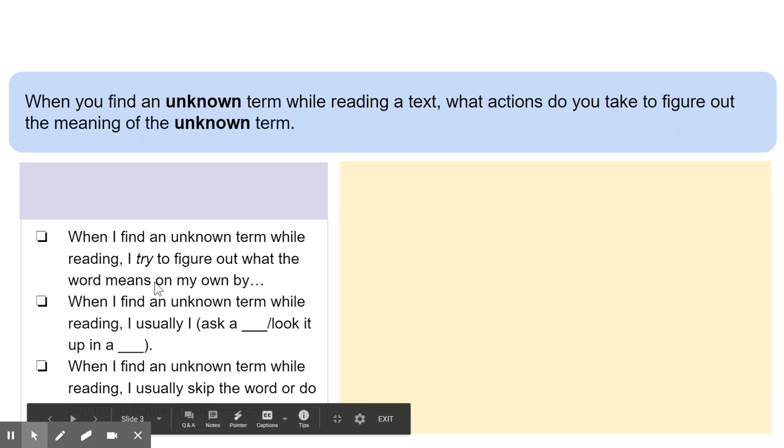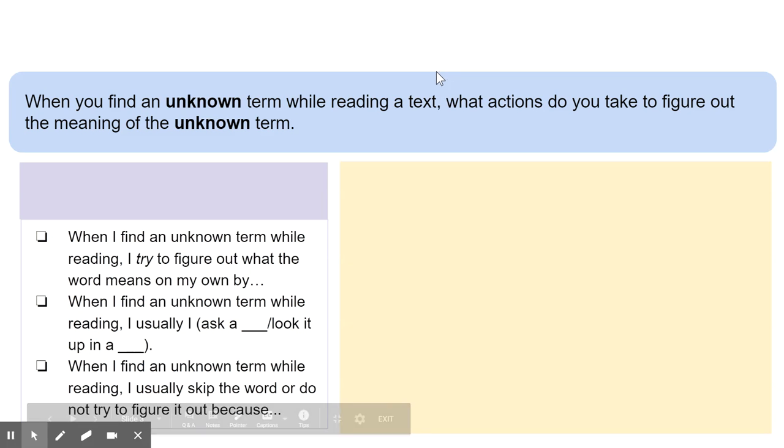So before we jump in, let's establish some purpose by thinking about what you already do. When you find an unknown term while reading a text, what action do you take to figure out the meaning of the unknown term? So what do you do as a student?